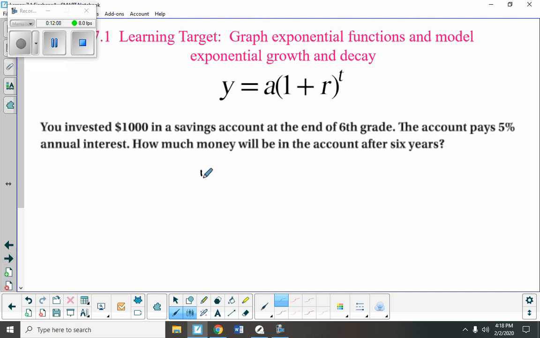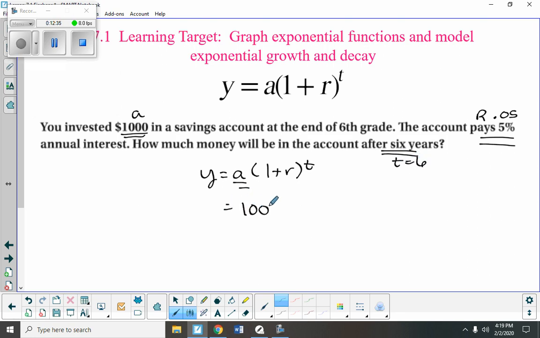So we have y equals a times 1 plus r to the t power. So a is your initial amount right here. That's your a. The account pays 5% annual interest, so that would be 0.05. That's your interest rate. And the amount of time after 6 years, so 6 years are completed, t is equal to 6.